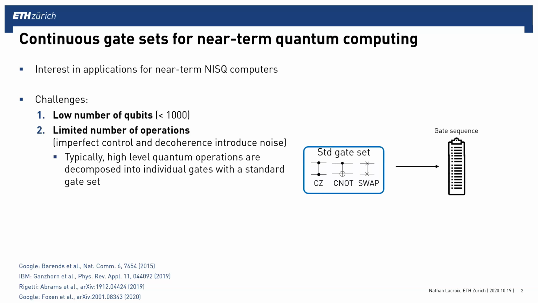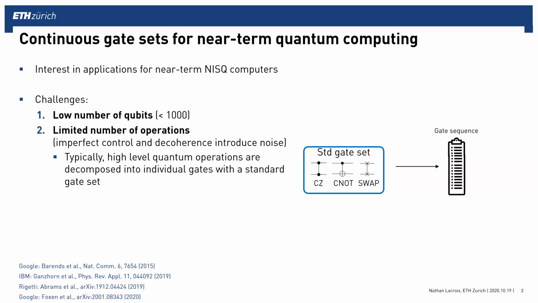So in analogy to how a classical computer could, for instance, decompose an addition operation into a sequence of NAND gates, a quantum computer typically uses a standard gate set, which consists of single qubit gates and one or several 2-qubit gates, such as the CZ gate or the swap gate, to decompose high-level quantum operations into a gate sequence that is executed on the quantum computer. And in doing so, the gate sequence can get a lot longer because of the decomposition.